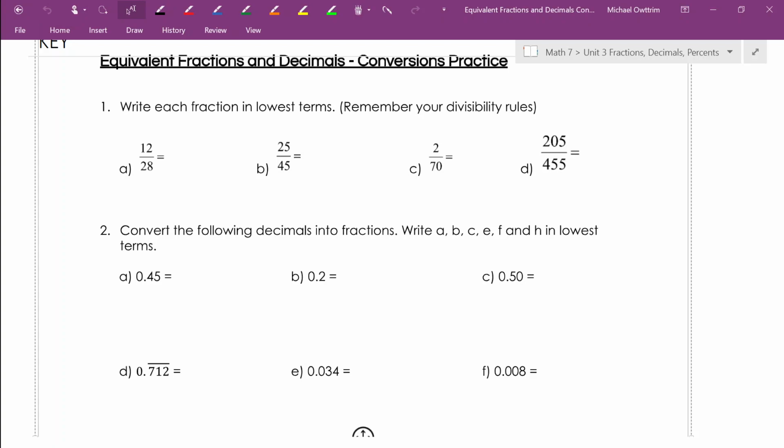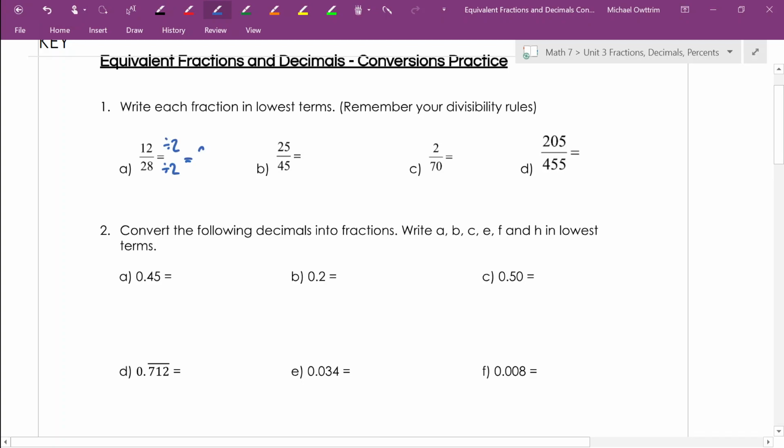can't be divided anymore. So for example, with question A, we've got 12 over 28. I know that both of those are even, so I could divide both of them by 2. That'll give me 6 over 14. And both of those are still even, so I want to further simplify, and that'll give me 3 over 7. And since 3 and 7 cannot both divide by the same number anymore, that is our simplest form.